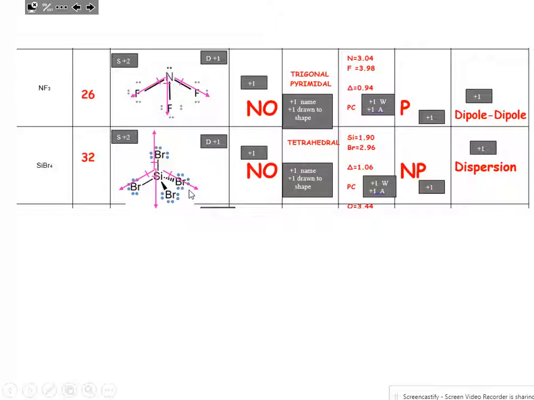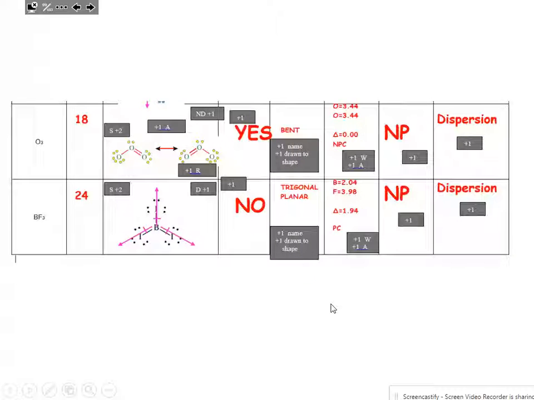SiBr4, you have no resonance. You can definitely draw it like this so that it is tetrahedral, or you can draw it like a plus sign. Polar covalent, that's why we drew the dipoles, but it's nonpolar because they're equal angular. Dispersion.